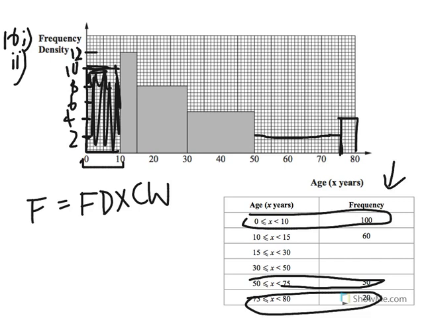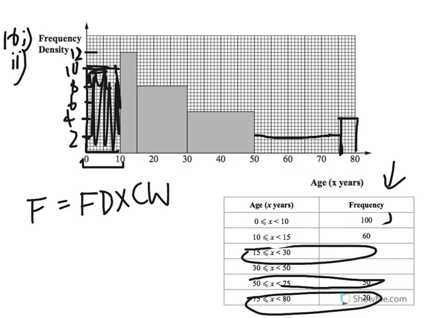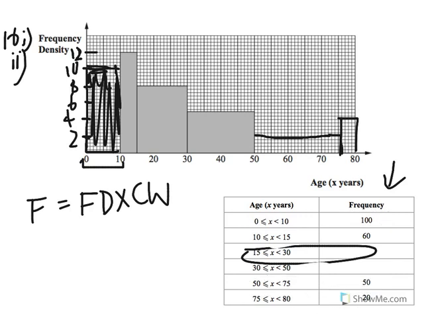So now we have the class width for this, let's do this one. We have the class width being 15. And we know for that bar graph, it's from 15 to 30. So it's from here to here, it's this bar. The frequency density is actually 8. And the class width is 15. So it's just 8 times 15, which is a frequency of 120.